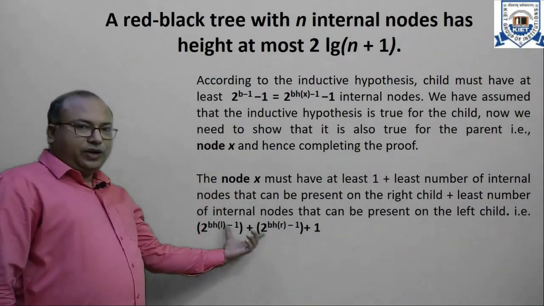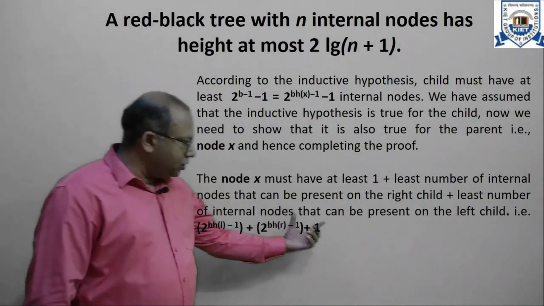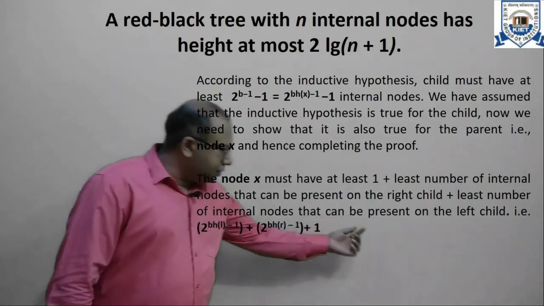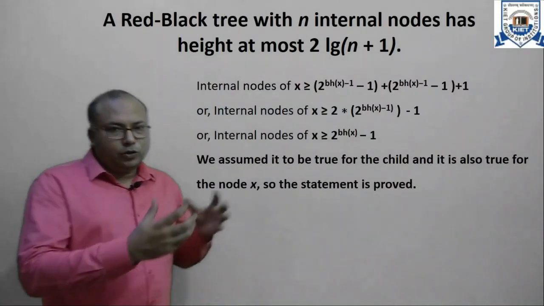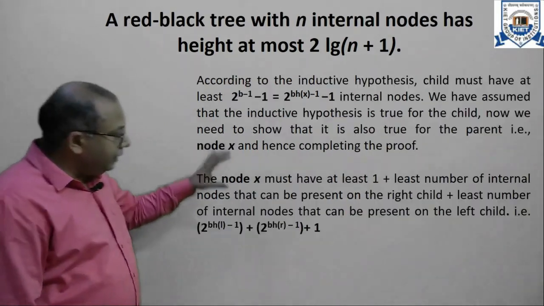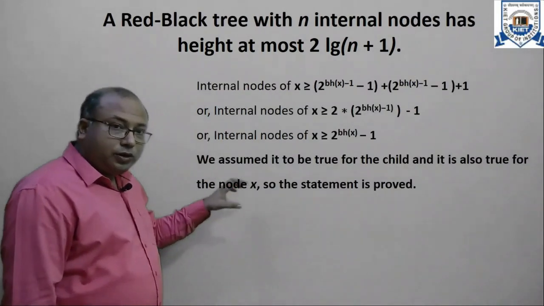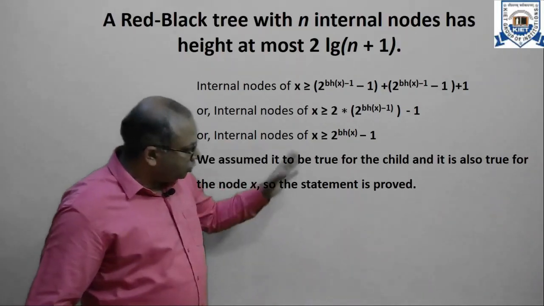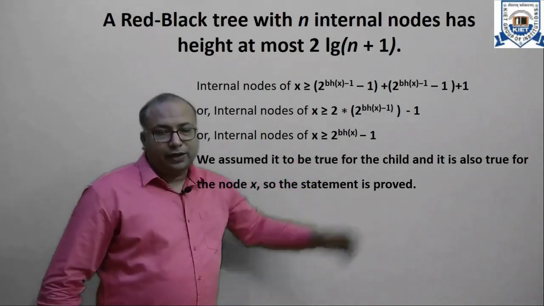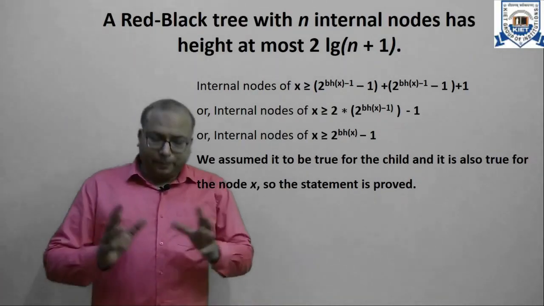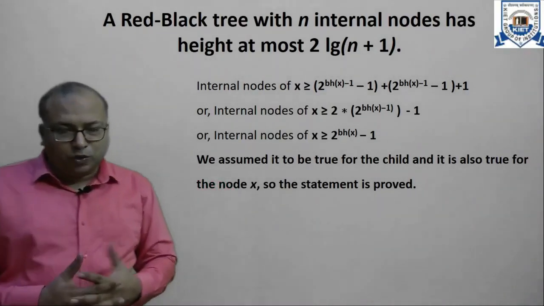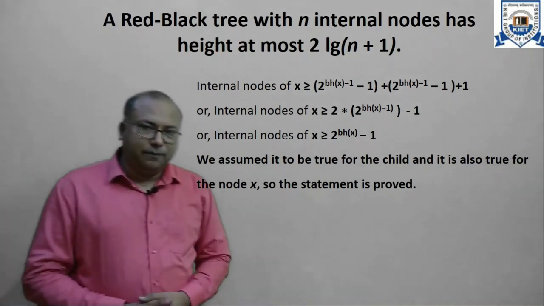This is the number of internal nodes in the left subtree. This is the number of internal nodes in the right subtree, and this is the root itself. If you compute it, you can simplify this, and you will find that the number of internal nodes at root x is equal to 2 to the power bhx minus 1. This is what we were proving. So it means our first statement is proved as per the mathematical induction.